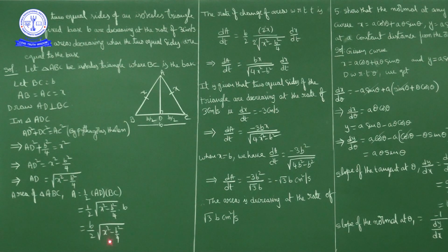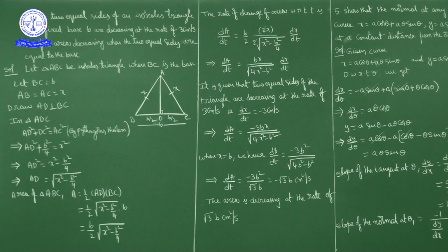So what is changing quantity? x. So differentiate with respect to t here. Changing quantity is x, and b is constant. Now we have to find rate of change with respect to time, because what is given here, two equal sides are decreasing at the rate of 3 cm per second, means dx by dt is given as minus 3 cm per second.